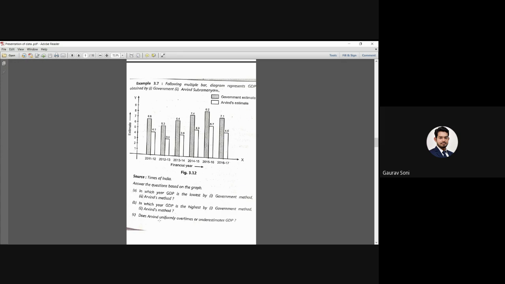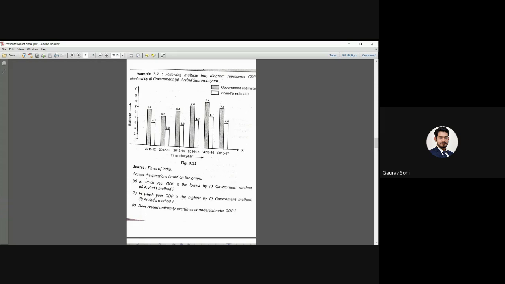Does Arvind uniformly over time overestimate or underestimate the GDP? Yes, underestimate, sir, every time. If you look at any of the years, his GDP is quite less than what the government says, and that's why he always underestimates the GDP.